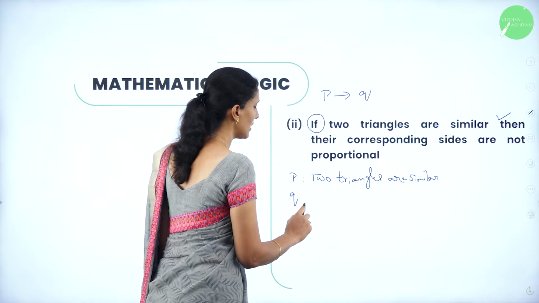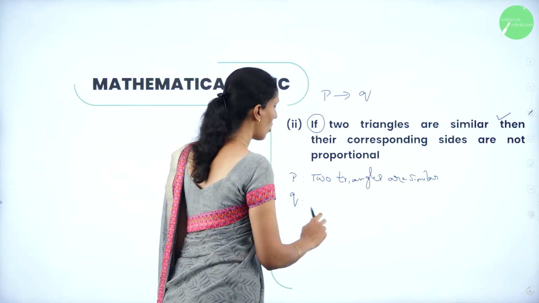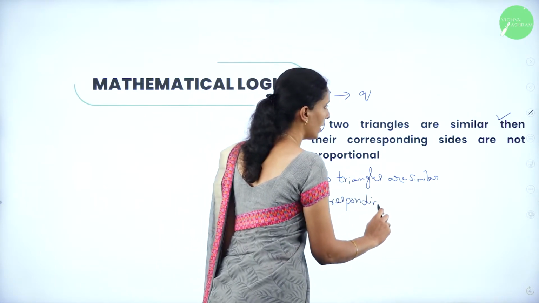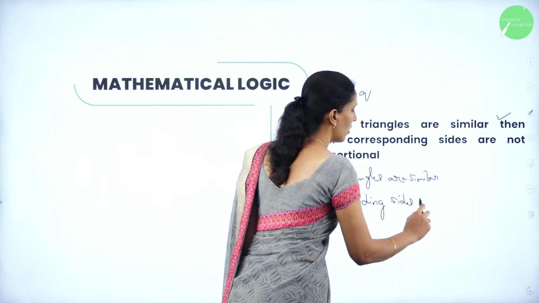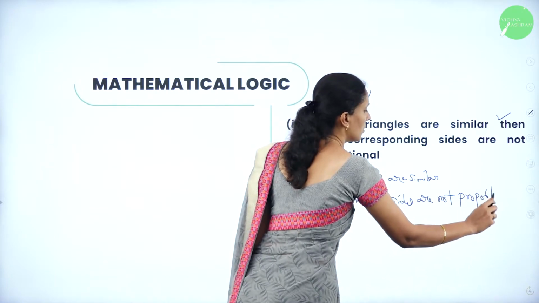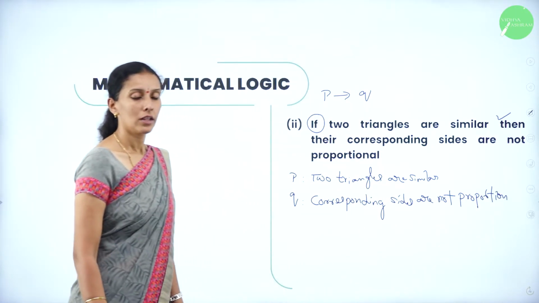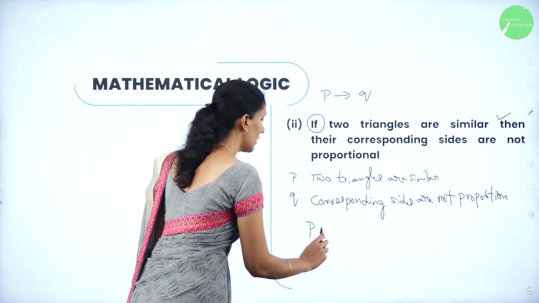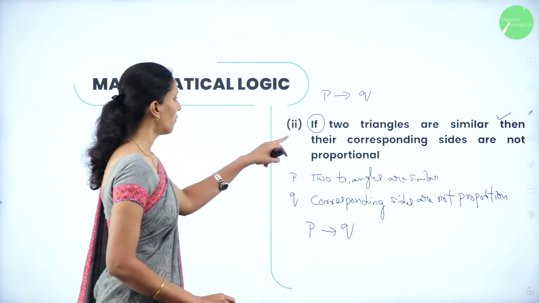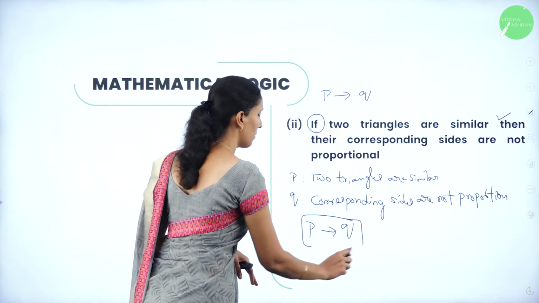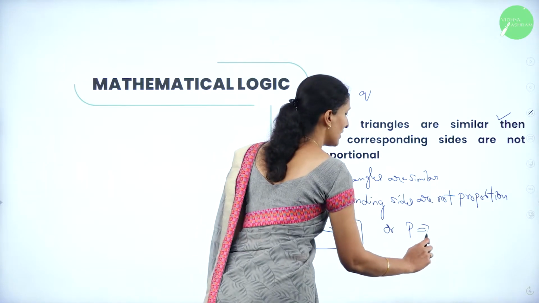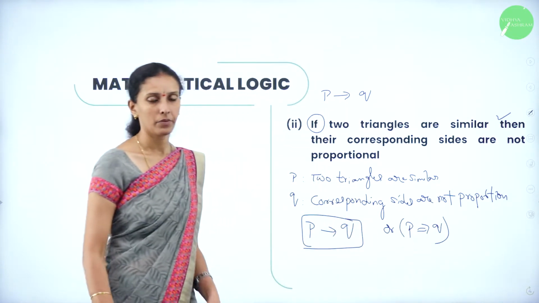And the Q must be considered as corresponding sides are proportional. So where we come across such type of connectives, that is P implies Q, which is a conditional statement. Therefore, for this question, this is the answer: P implies Q. Or you can write this symbol also. P implies Q. This is also the correct answer. Next one.